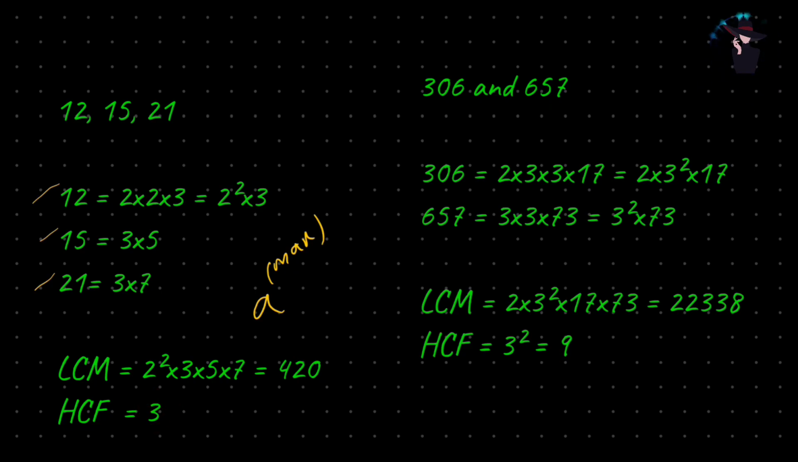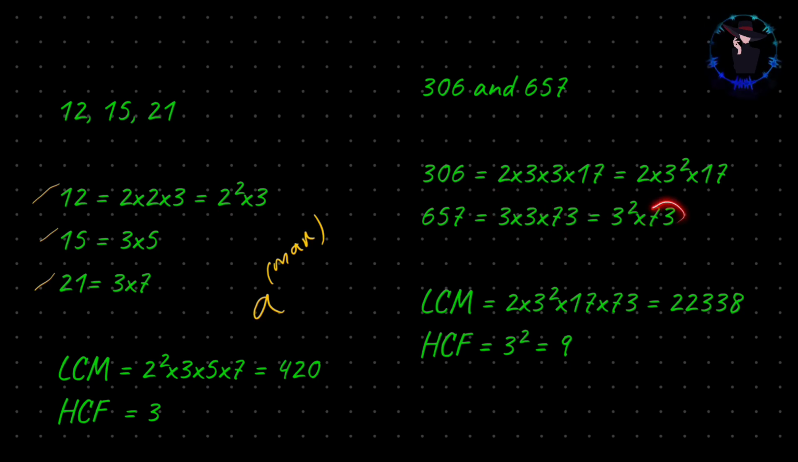Now the next numbers are 306 and 657. 306 can be opened as 2 into 3 into 3 into 17. Now how many 2s do we have? Only one 2, so 2 power 1, that is 2. How many 3s do we have? 3 power 2. 17 power 1. Now 657 is 3 into 3 into 73. 73 also is a prime number which doesn't come in any other number, so it is kept as it is. How many 3s do we have? 3 power 2. 73 power 1.